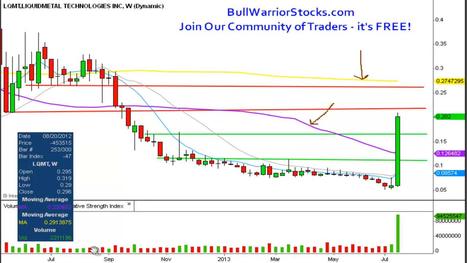But one step at a time, let's first see how it reacts around these areas of resistance, and if it keeps on blowing through them and closing above them, I'm sure I'll be back to do another chart update. But so far so good. It'll be interesting to see how this one acts the rest of the week.